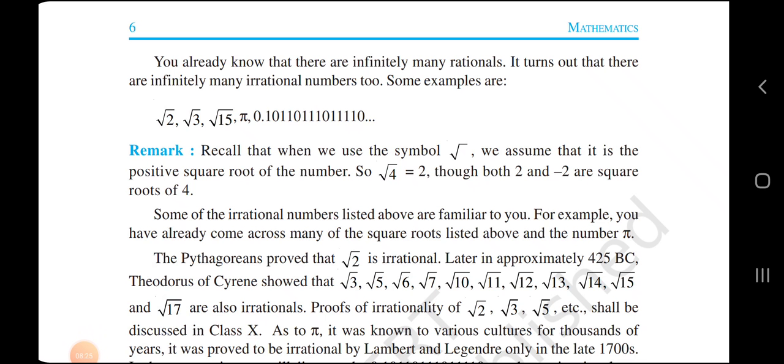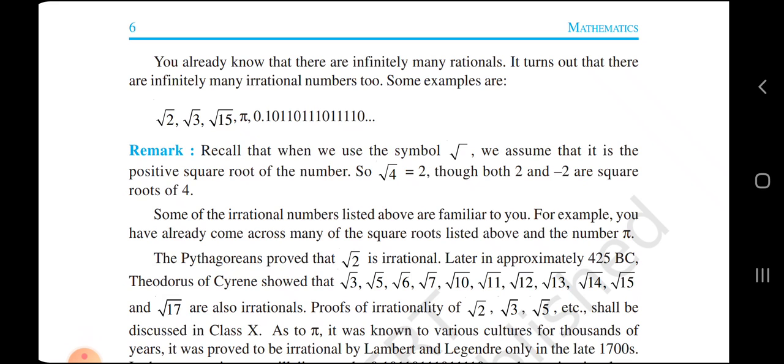When we use the square root symbol, we assume that it is the positive square root of the number. So square root of 4 is equal to 2, though both 2 and -2 are square roots of 4. Square root of 9 is equal to 3, though both 3 and -3 are square roots of 9. The Pythagoreans proved that square root of 2 is an irrational number.